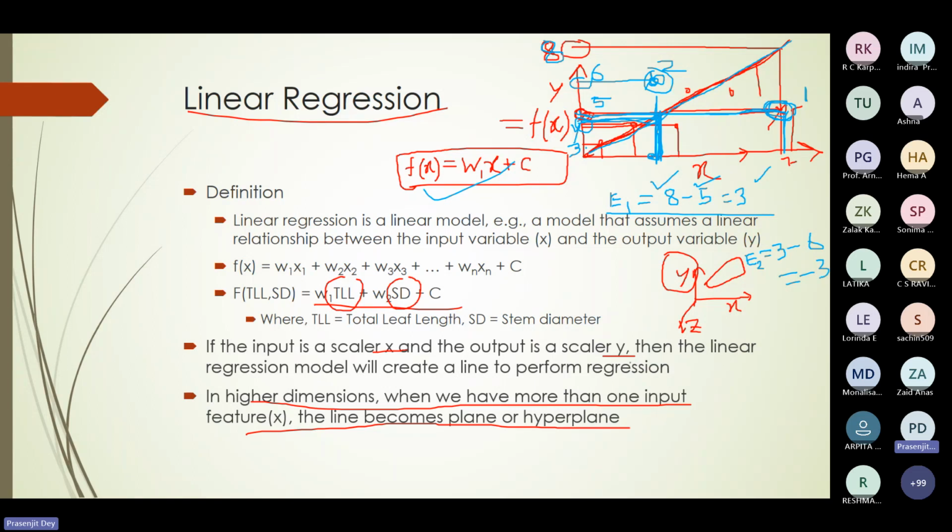I would like to ask the participants: based on this sample 1 and sample 2, if I need to evaluate the error of this model, what will be the total error of this model? If I add the errors to get ET, the total error of the model, it will be 3 minus 3, and the total error of the model will be 0.